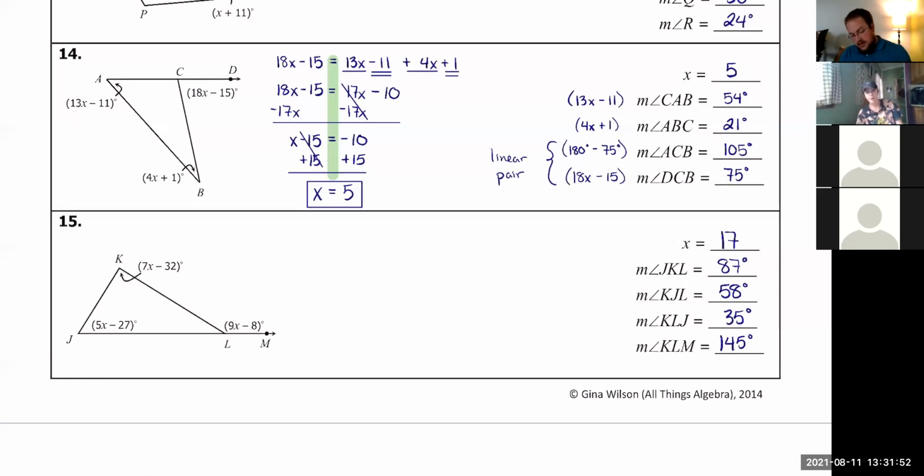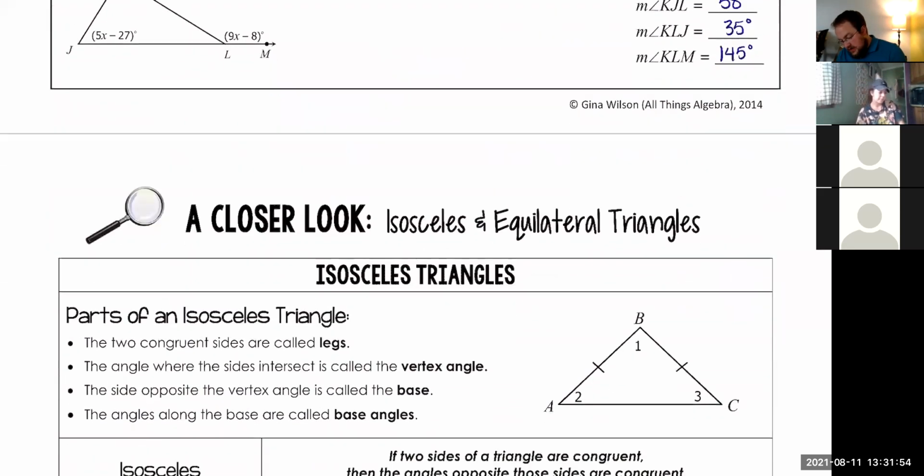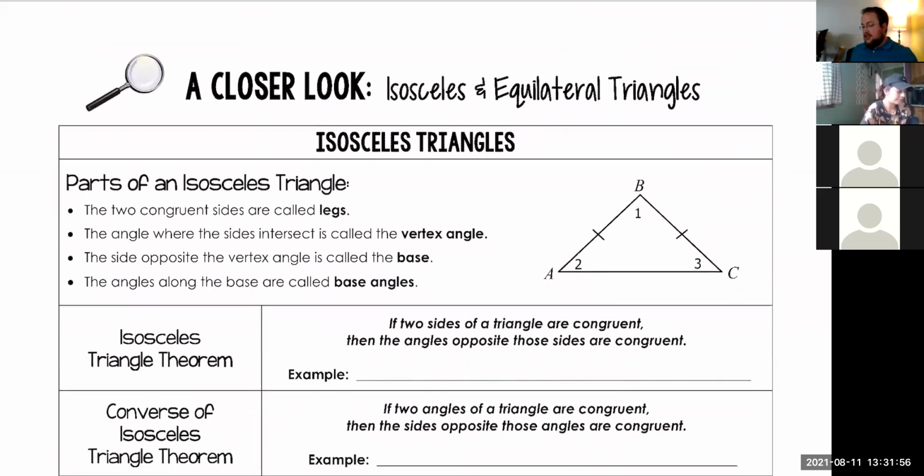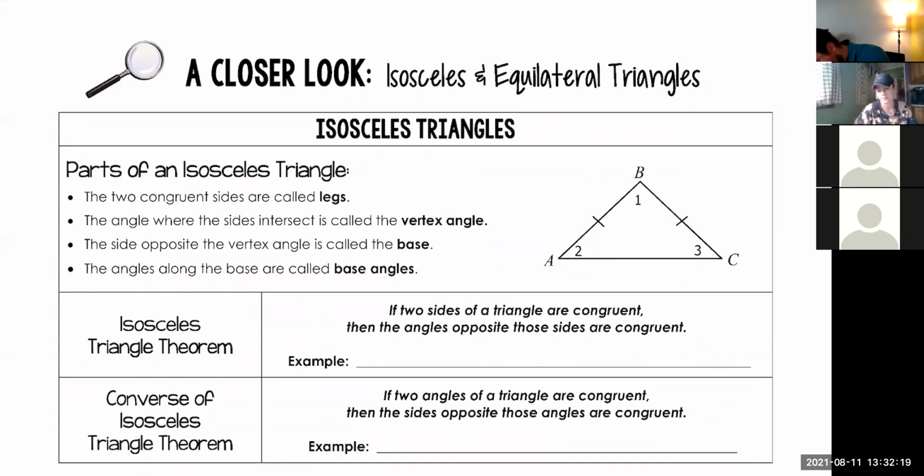All right, last page for today. Taking a closer look at two special types of triangles. That is the isosceles triangle and the equilateral triangle. Actually, that's funny. We're not looking at equilateral triangles. We're just looking at isosceles triangles. Wrong title.